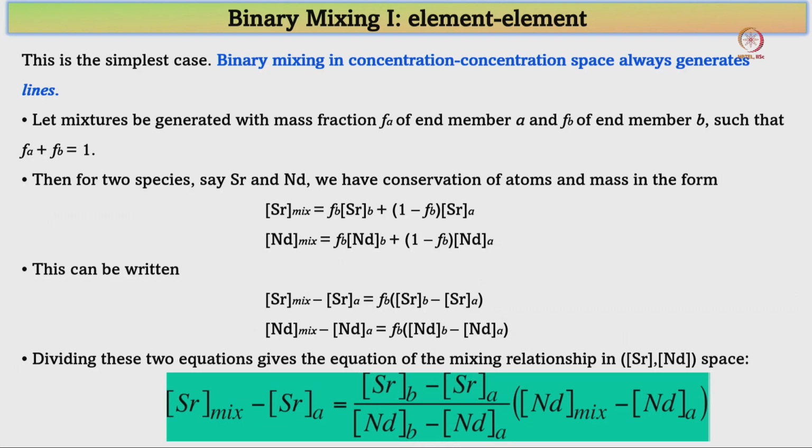Now, binary mixing in the concentration space always produces straight lines, and I am going to explain why. The first thing that we are going to assume for binary mixing to be correct is that there are two end members with two fractions coming. Fraction F A from end member A and fraction F B from end member B, such that fraction of A plus fraction of B is my 100%. There is no other contribution from any other source.